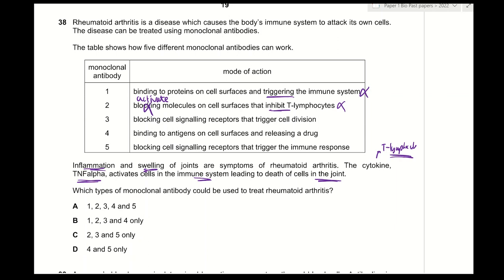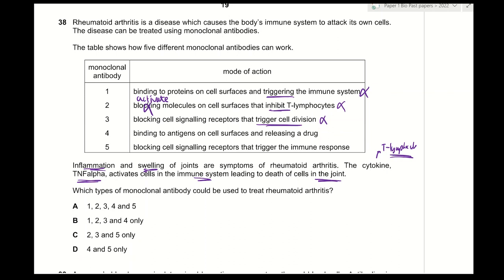3. Blocking cell signaling receptors that trigger cell division. So this is absolutely incorrect, because if you're going to block the receptors that trigger cell division, this means that cell division is going to be halted for the whole body, and we don't want this. Therefore, this is incorrect.